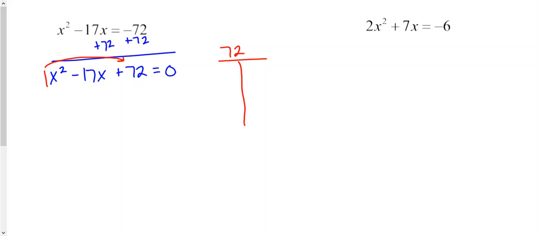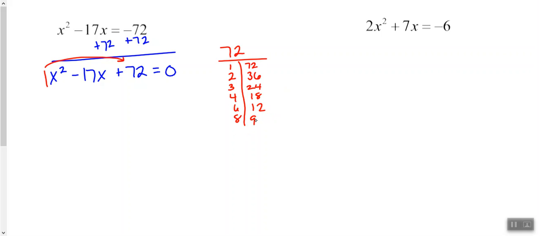And now I need to list everything that multiplies to 72. All right, there's going to be a lot of these. So we have 1 and 72. We've got 2 and 36. We've got 3 and 24. 4 and 18. 6 and 12. And I believe, yeah, we have 8 and 9.